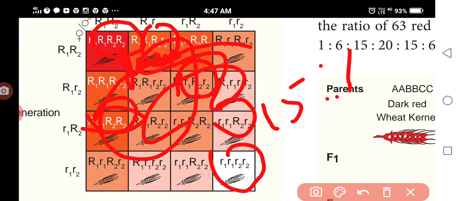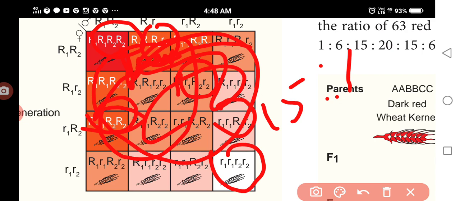The ratio is 63:1 because mostly capital R is here, and it is dominant over the recessive allele. The multiple genes means capital R and small r are here, but capital R is the dominant red color. Capital R produces the red kernel color. It may be light or dark, but it is a red kernel.